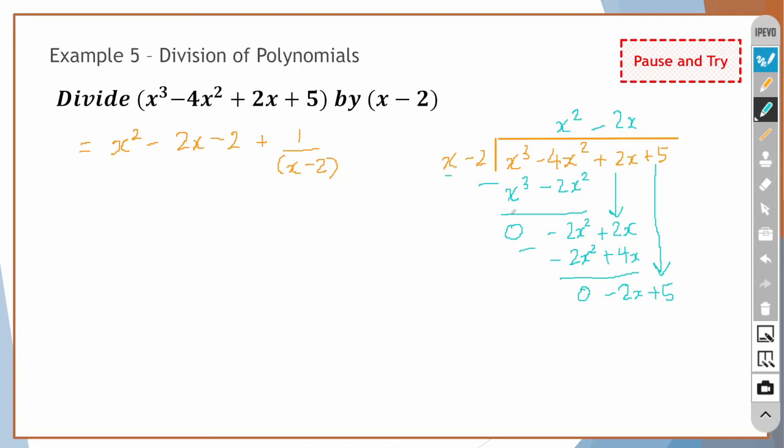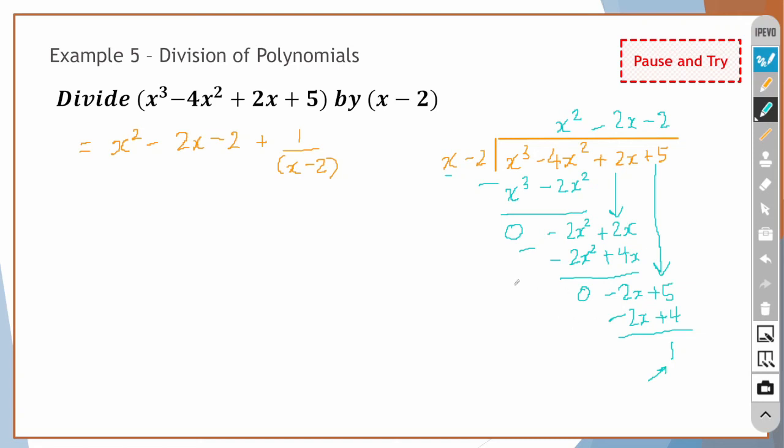Now, how many times does x go into minus 2x? Well, it goes in minus 2 amount of times. And then we do our multiplication. So minus 2 times x gives us minus 2x. And minus 2 times minus 2 gives us plus 4. And this here, this is our remainder.